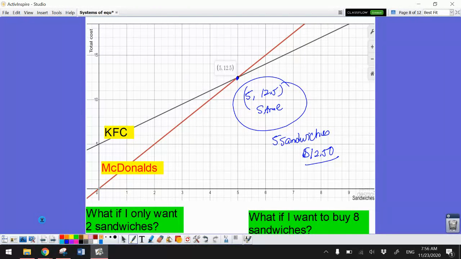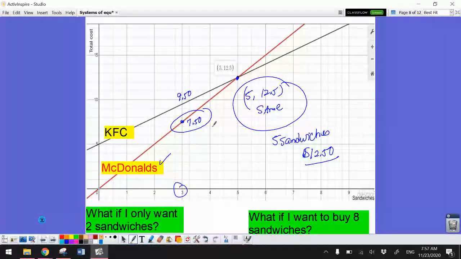So let's go over and let's say I want 3 sandwiches. There's 3 people in my household and I want 3 sandwiches. If I go up, I see that McDonald's is going to cost me, let's see, that's 5, 6, 7, looks like about $7.50. And KFC is going to cost me about $9.50. So who's the better deal? Yeah, the $7.50 is a better deal. So if I want 3 sandwiches, it looks like I should probably purchase McDonald's.